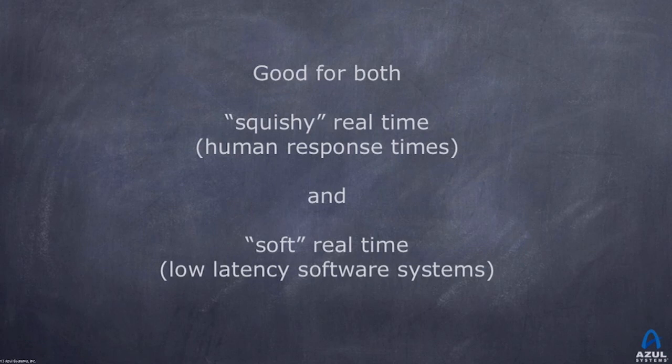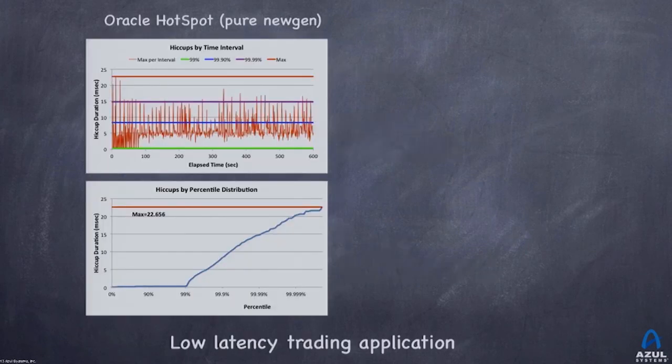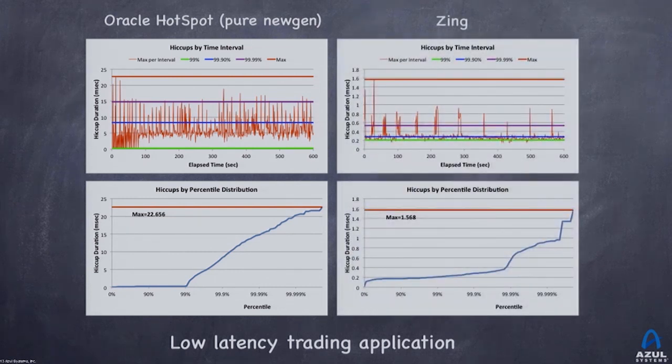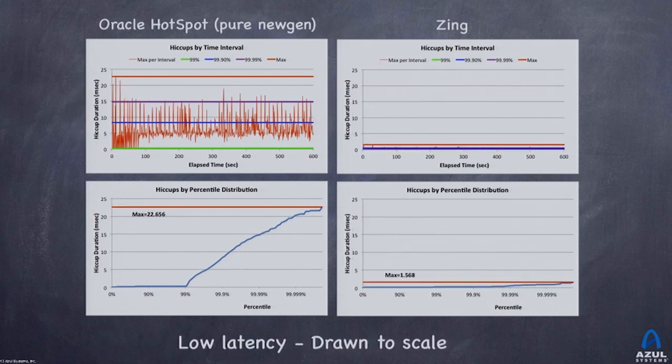This doesn't just work in squishy real-time for humans. It also works in soft real-time for low latency. And this is the same trick done on a low latency system. This is the system I showed you before with that jitter. And again, normalized, it looks like this. Okay. So I use this tool a lot.